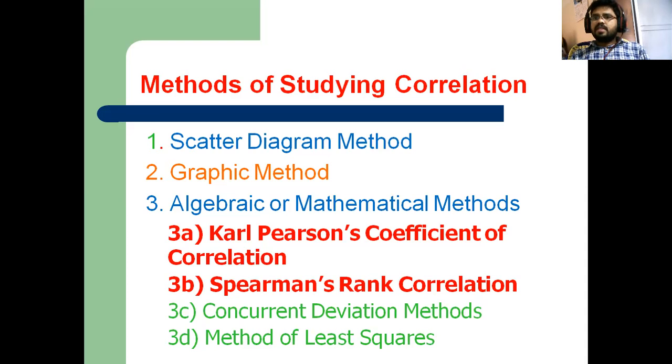Within the four, with the first two, the scatter diagram and graphic method, we can find out what the relationship between the two variables is, but we cannot come to know how much the degree of relationship between the two variables is. But when you calculate mathematically, we will get some values. On the basis of the value only, we will decide whether there is a strong correlation, a weak correlation, or no correlation. So we will discuss one by one: the scatter diagram, the graphic method, and the algebraic methods.